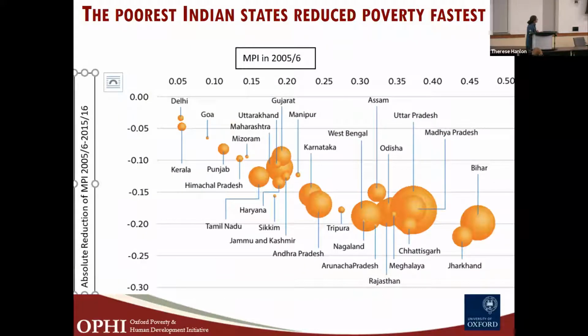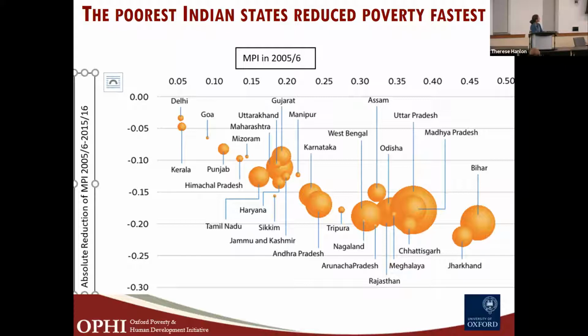But the interesting thing, and I'll just spend a moment explaining these axes, is if you think subnationally across the states of India, so this graphic has the states of India, and this is their MPI in the original period. So Bihar, Jharkhand, Madhya Pradesh, Uttar Pradesh, Chhattisgarh, Meghalaya, Rajasthan, those are the poorest states, right? The size of the bubble is the number of poor people who live in them. And on this axis is the speed of their reduction. So it's a race to the bottom, it's a race to zero poverty. And so who's making the fastest progress? Well, it's these states, it's Jharkhand, it's Bihar, it's the poorest states.